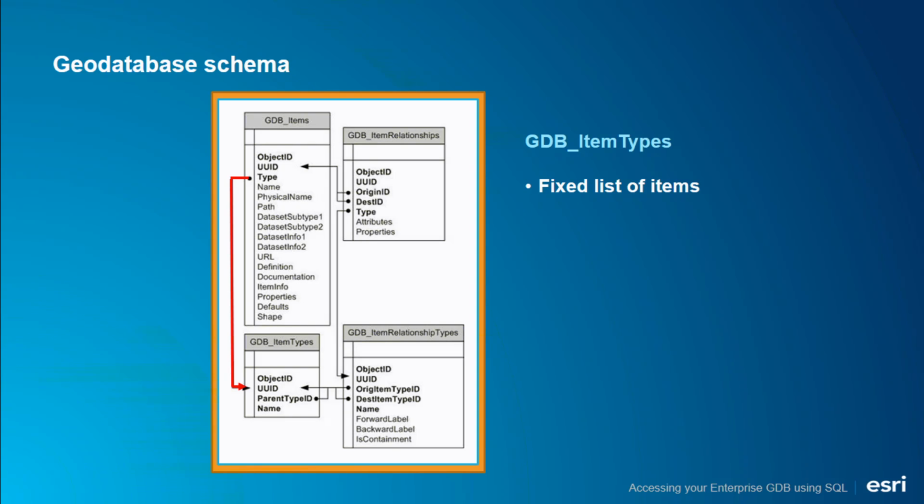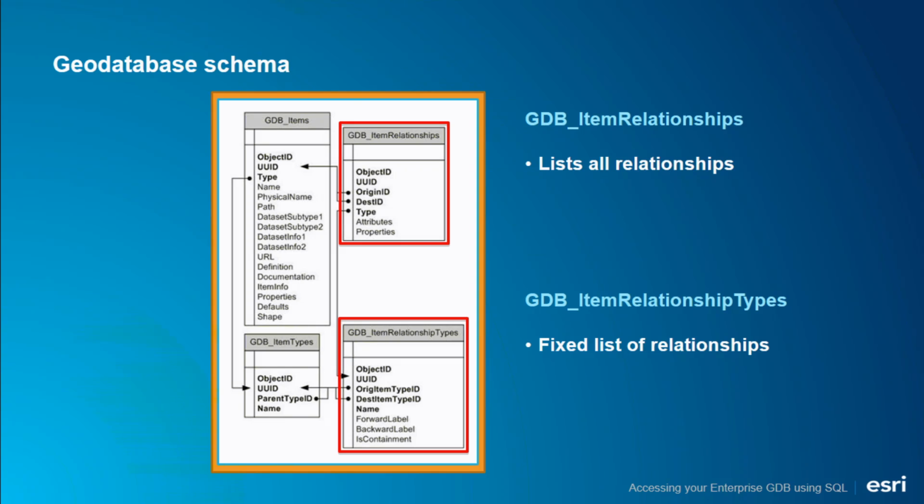So this table is related to the GDB item types table. This is a fixed list of all items in the geodatabase. So when your geodatabase is enabled, it's going to be a fixed populated list of all items that can be represented in a geodatabase. So that's say domains, feature class, everything down to rules and a topology. Anything you can model is going to be listed in this table.